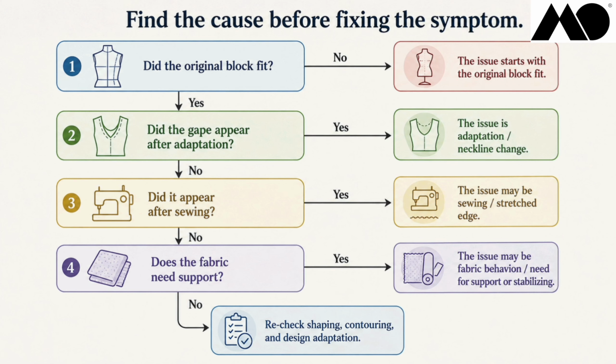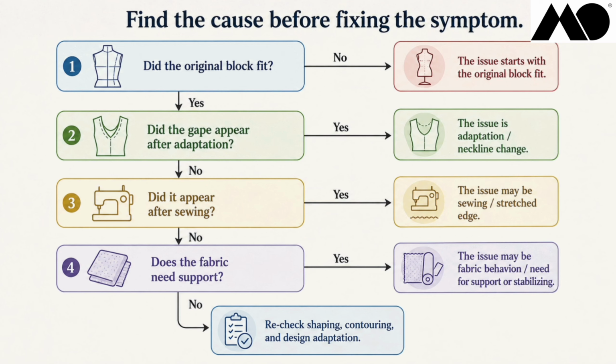Second, did the gaping appear only after you changed the neckline? If yes, then check the adaptation, because you may have lowered or widened the neckline without contouring. You may have removed support from the shoulder area, or maybe you did not redirect the dart control.